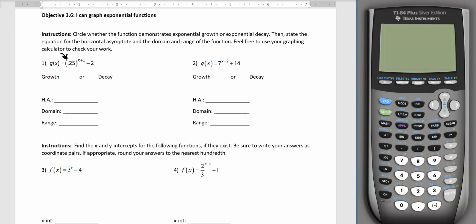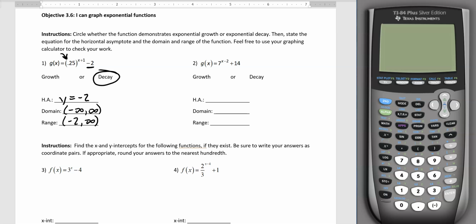0.25 is less than 1, which means this is decay. My horizontal asymptote, remember, corresponds to my vertical shift. Since I moved down 2, I would say y equals -2 for my horizontal asymptote. My domain is always -infinity to infinity for exponential functions, and my range in this case would be -2 to infinity to correspond with my horizontal asymptote.